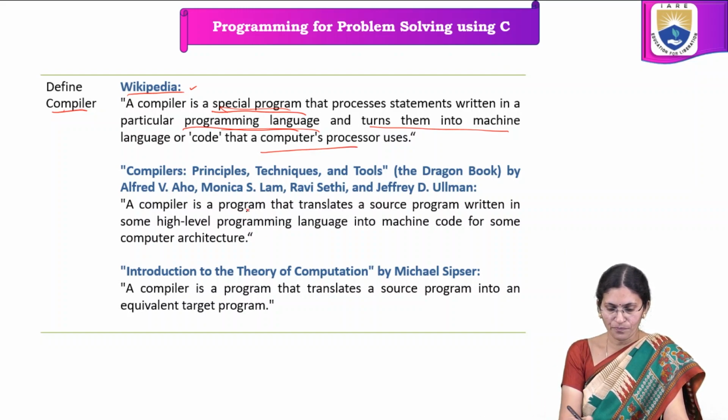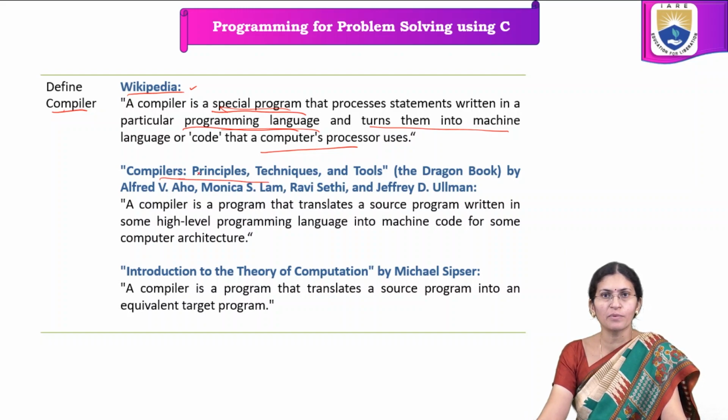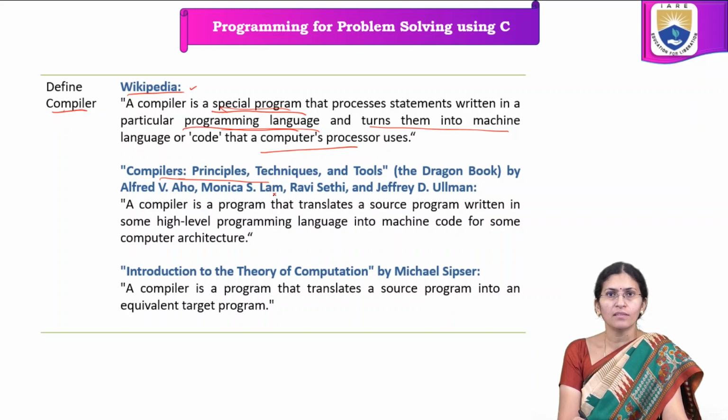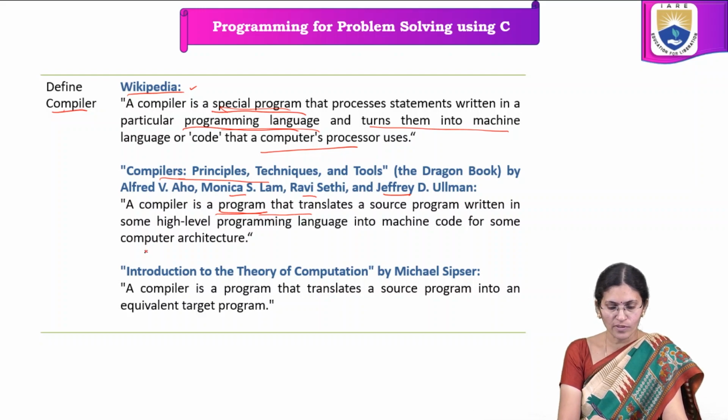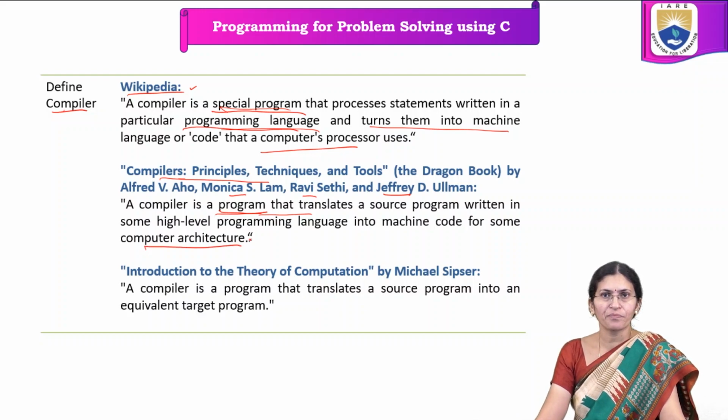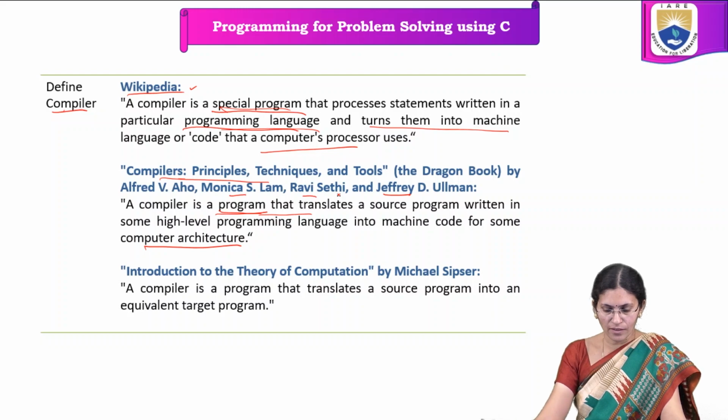In this textbook, Compilers, Principles, Techniques and Tools by Alfred, Monica, Ravi and Jeffrey, a compiler is a program which translates a source program written in some high-level programming language into machine code for some computer architecture. So this is the definition given in this textbook.